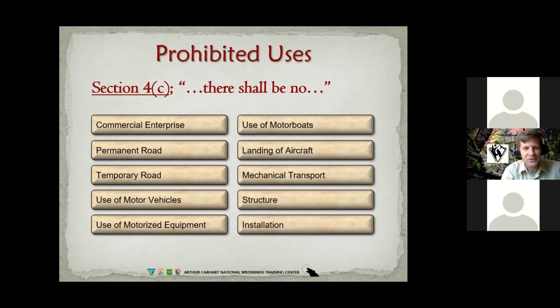The top 2, commercial enterprises and permanent roads, are hard prohibitions. When we talk about minimum requirements analysis for those 2, that doesn't really apply, but for the other 8, that would definitely apply for our purposes.